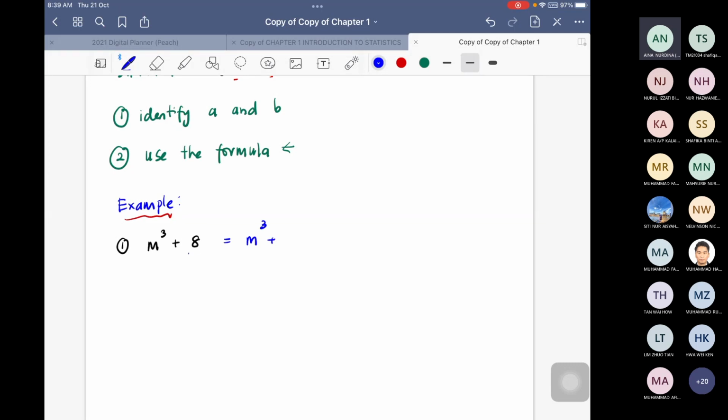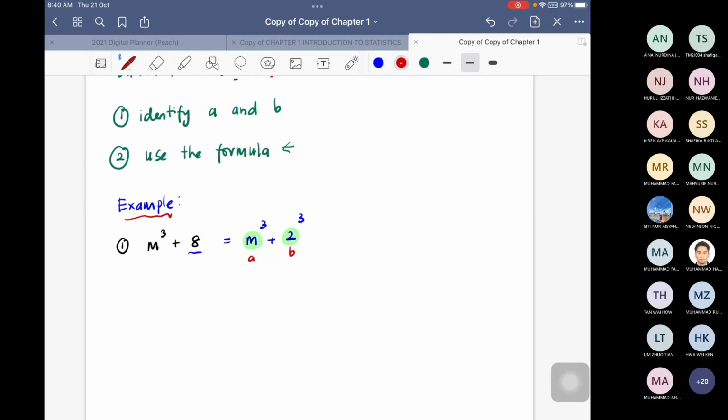And then I'm going to have plus. Kat sini ada constant 8. And 8 pun kita boleh jadikan dia dalam bentuk cube because 8 is equivalent to 2 to the power of 3. So sekarang dua-dua dah dalam bentuk cube, barulah kita boleh identify that our A value is going to be M and our B value is going to be 2. So this is going to be my A and this is going to be B.